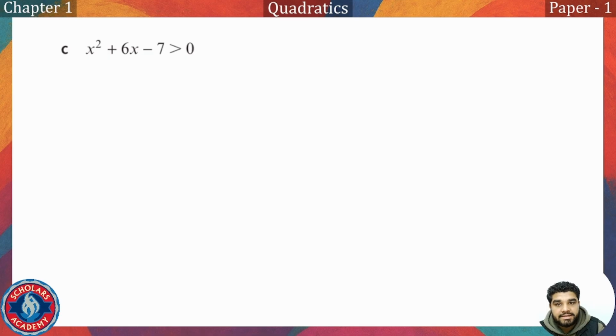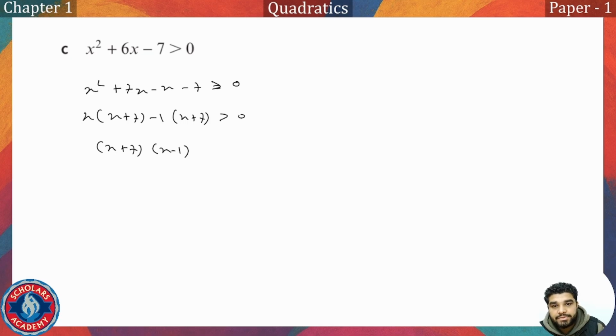Factorizing it, product is -7, sum is 6. So x square plus 6x minus 7 is greater than 0. Forming factors, taking x common, x plus 7 and minus 1 common, x plus 7. So (x plus 7)(x minus 1) is greater than 0. x is equal to -7, x is equal to 1. These are the two zeros.